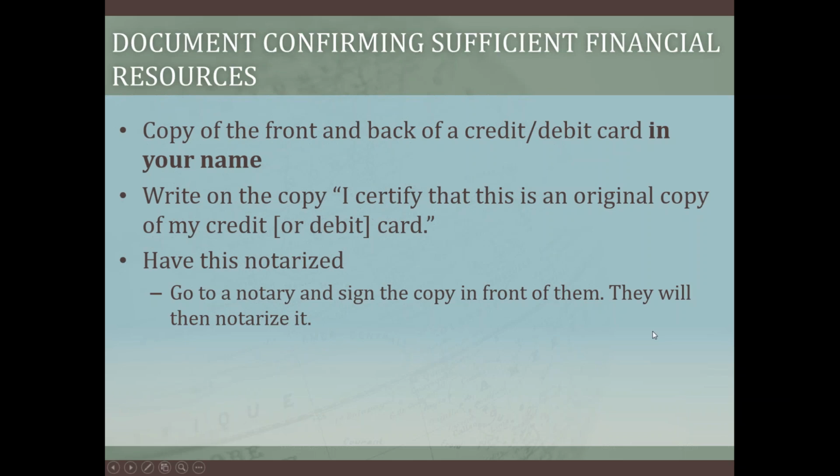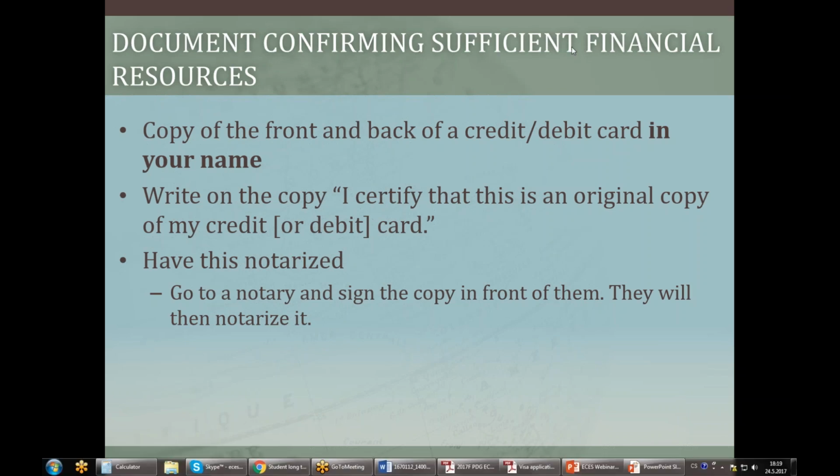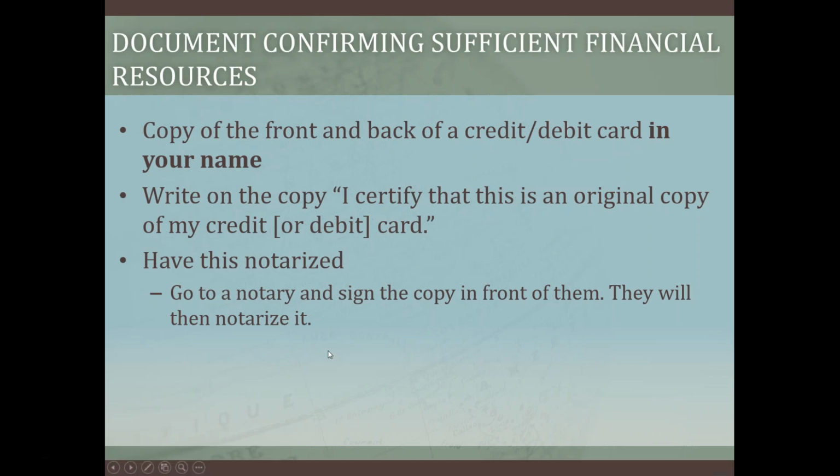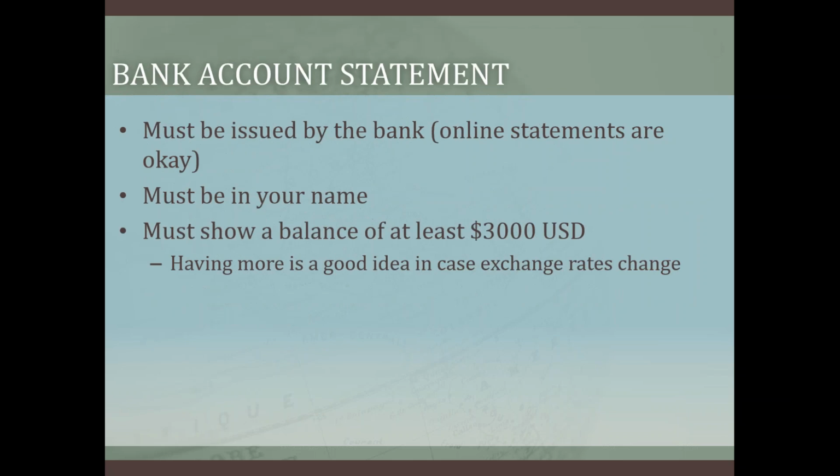So if a notary gives you a hard time about notarizing a photocopy, then what you can do is write something on the photocopy like, "I certify that this is an original copy of my credit or debit card," and then sign that statement in front of the notary, and then they'll notarize your signature on that statement, which will be on the photocopy of the credit or debit card. I know that it seems a bit strange, but notarizing a photocopy in the US is a bit of a weird thing, so this is the way most of our students end up getting their photocopy notarized.